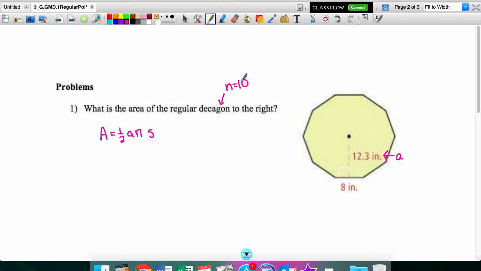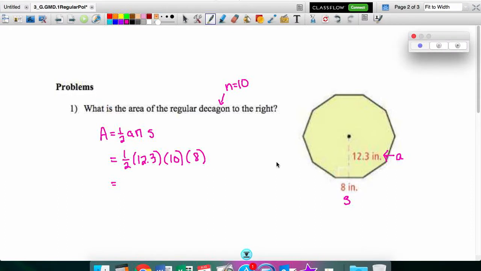So we have our A and our N. Last but not least, let's talk about the side length. In our diagram, it appears that our side length is given as 8. So this is our S. So we have our A, our N, and our S, and all we have to do is simply plug in these numbers into the formula. So 1/2 A, 12.3, times the number of sides N, 10, times our side length, 8.